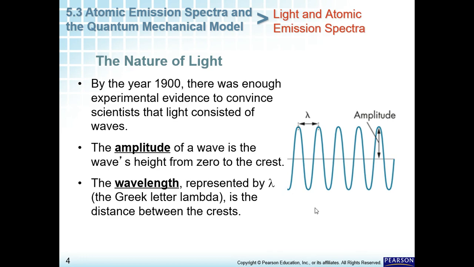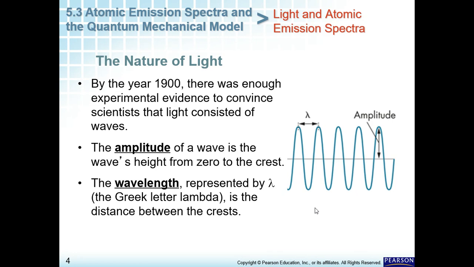So let's talk about the nature of light before we get into how the quantum mechanical model is supported by this. By the year 1900, there was enough experimental evidence to convince scientists that light consisted of waves. And so there are a couple pieces of information that we have to know about a wave. And these three definitions are definitions I do kind of expect you to understand.